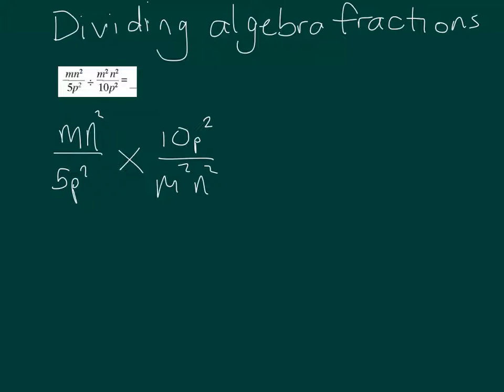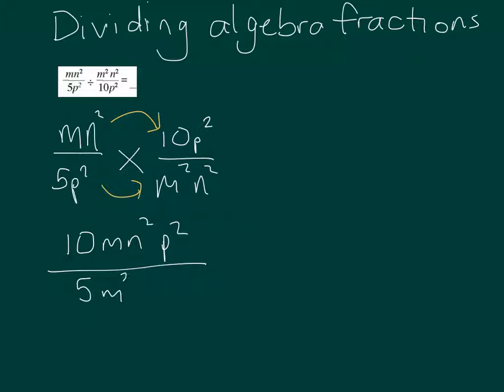Now we're going to multiply across the top and multiply across the bottom. So if we multiply mn squared times 10p squared, we end up with 10 m n squared p squared. So we're basically just joining those together because none of them are common terms. And then on the bottom, we're going to go, well, 5 is the only number there, and then m squared, we'll do it in alphabetical order, n squared, p squared.